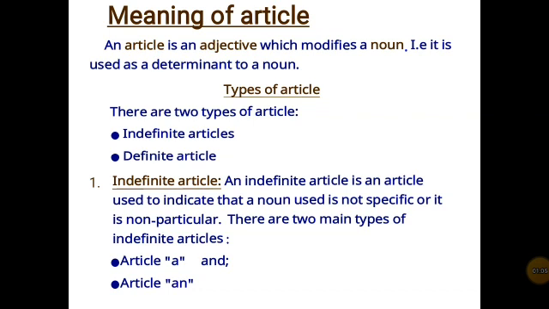We have types of article. There are 2 types of article. We have the indefinite articles and the definite articles. 1. Indefinite article. An indefinite article is an article used to indicate that a noun used is not specific or it is non-particular. This simply means that we are referring to a noun not by a particular name, or a particular name of a place or a particular name of a thing.